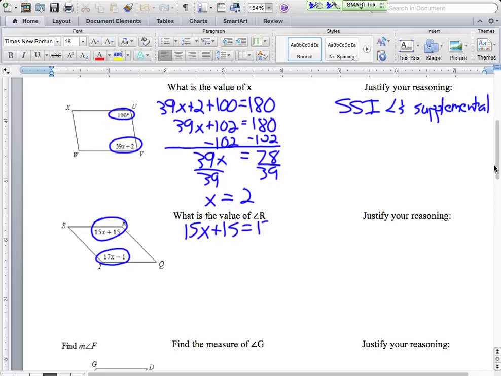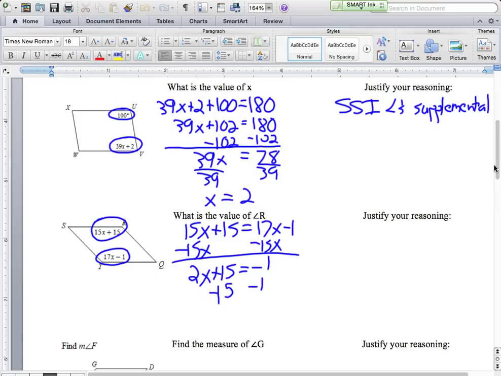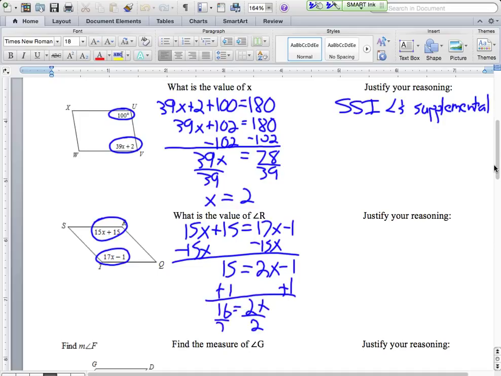15x plus 15 equals 17x minus 1. Minus our 15x. And then subtract 15. Wrote that on the wrong side, didn't I? It's a mistake you guys make a lot of times. 17x minus 15x is 2x. So I need to add 1. Get 16 equals 2x, and then divide by 2. So x equals 8. But again, the question is not what is x, the question is what's the angle R.